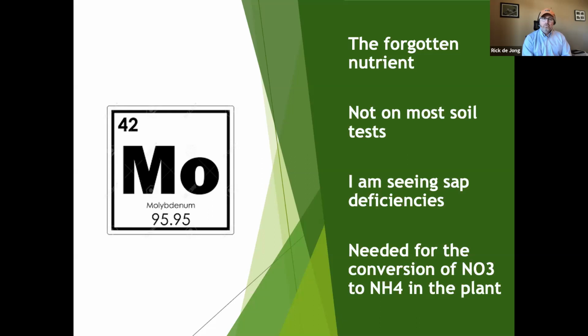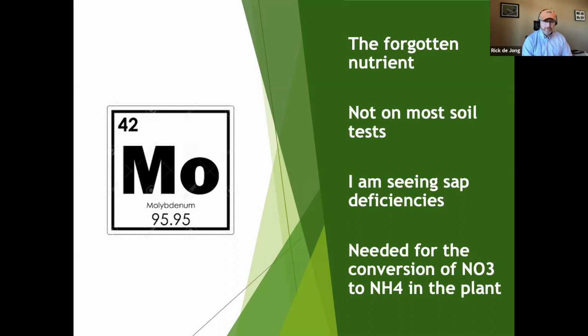A&L don't regularly test for it unless you request it. If you request it, they'll gladly do it. It's not an expensive test. It's about $7 to add that to your detailed soil test. And when I asked them, I was actually in Ontario, swung by A&L Labs and had a sit down chat with them. I asked them why they weren't testing for moly, and their comment to me was nobody's asking, which I thought was kind of a weak answer.